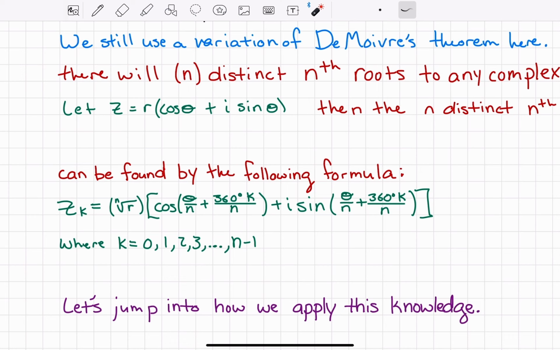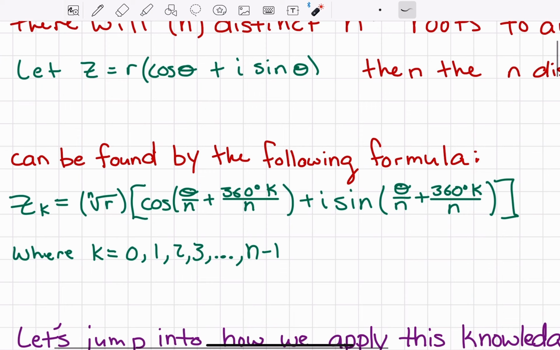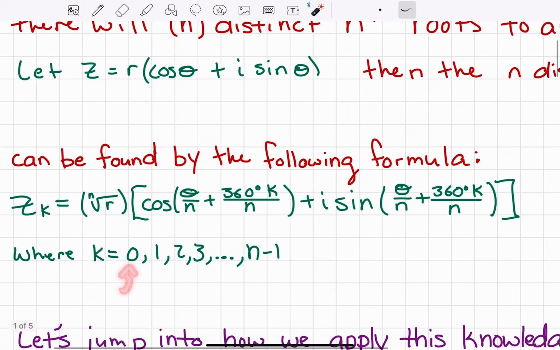And then there's another variable in here that you might not know. It's going to be that k, and it's going to show up both in our cosine function and our sine function. And that k is always going to start at 0, and it's going to go up by 1 for every root you're looking for, up until you get to n minus 1. So that's always going to give you the number of roots you're looking for.